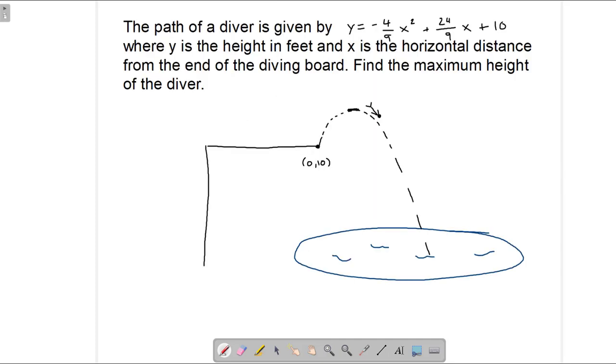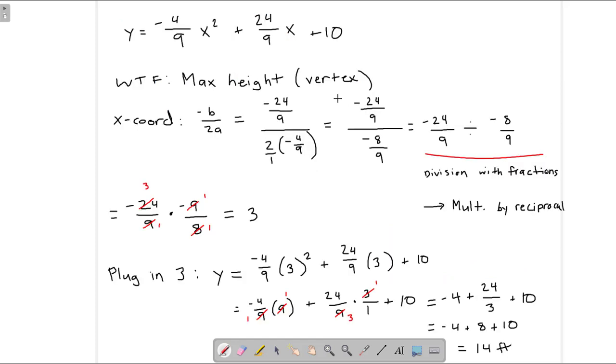So let's go back to our picture for a second. And notice that we started at 10, so it does make sense that he went up to 14 feet here. And if you drop this down along the x-axis, the x value is 3. So you can see it does look about correct. You go over 3 and you go up to 14. So yeah, his maximum height was 14 feet. And we found that by finding the vertex.